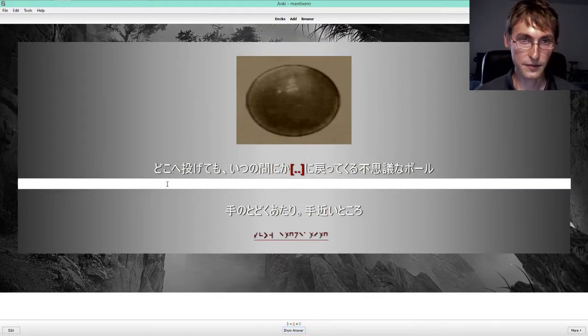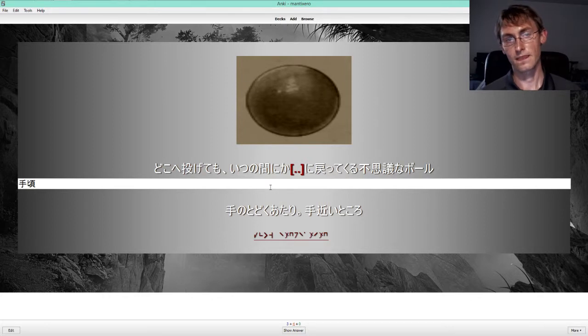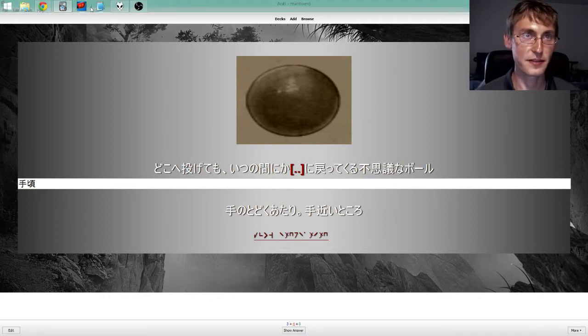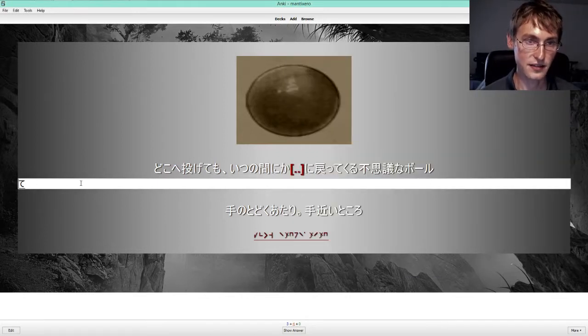Oh, here's that one I missed before that I thought was tegoro, which is an adjective, tegoro na, which means something that, or tejika. Did I put tegoro or tejika? Tegoro is like, well, let's just look it up. It's hard to explain. Tejika is like close at hand. And that's here in the definition. So that's close at hand.